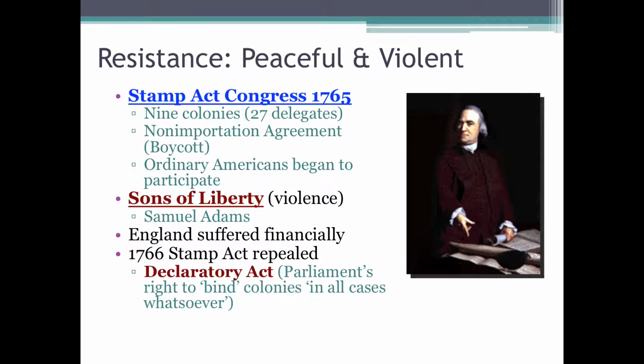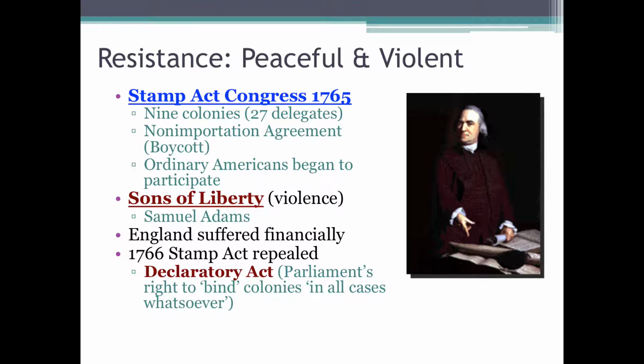So by 1766, the Stamp Act is repealed. They do repeal the act. But in repealing it, Parliament also declared what they called the Declaratory Act. Basically, it stated that Parliament has a right to bind the colonies in all cases whatsoever. What this basically means is, yes, we're going to take away this tax on you. But just so that you know, in the future, we have a right to bring up any kind of tax we ever really want to do.